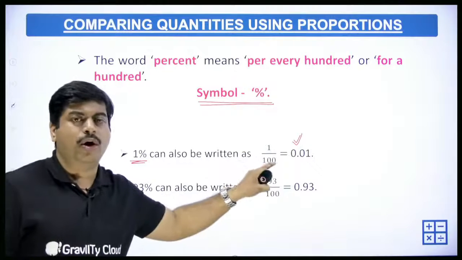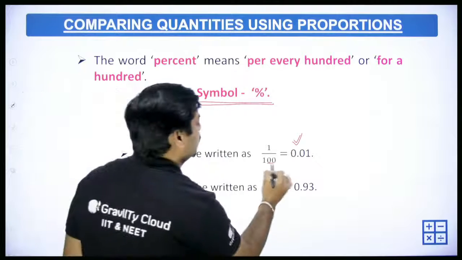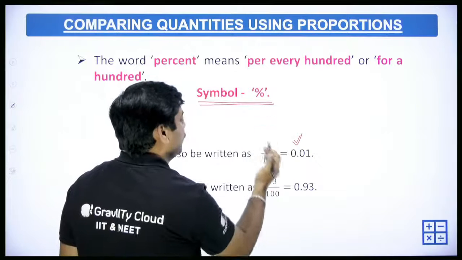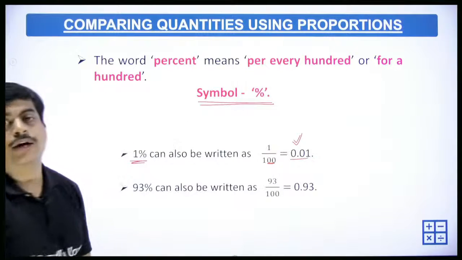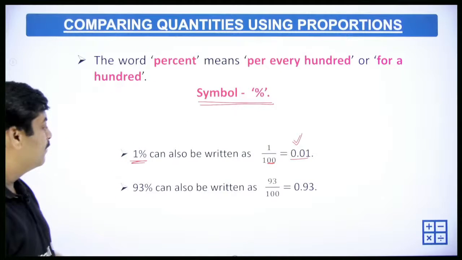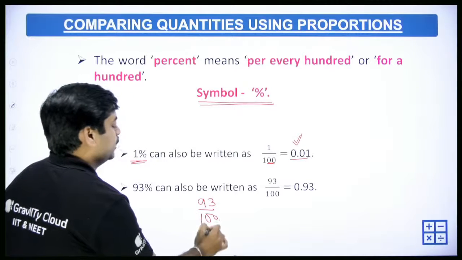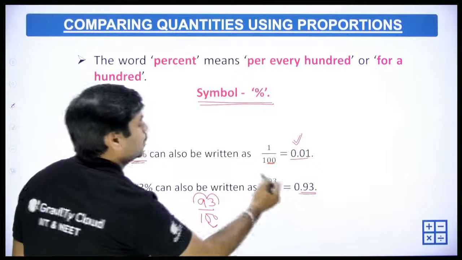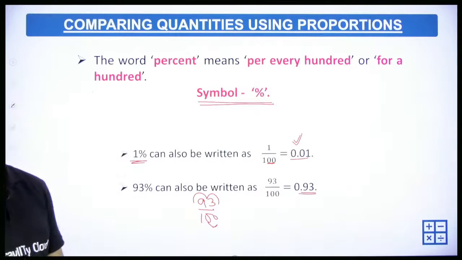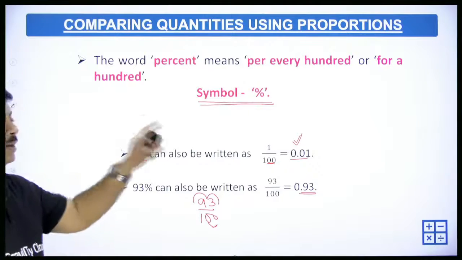1 by 100, we already discussed how to convert that into decimals. As we have two zeros here, the decimal point will be shifted towards the left by 2 places and we get 0.01. In the same way, 93% is 93 by 100, and for these two zeros, the decimal point goes back 2 places. That gives you 0.93, right? So this is about percentage.